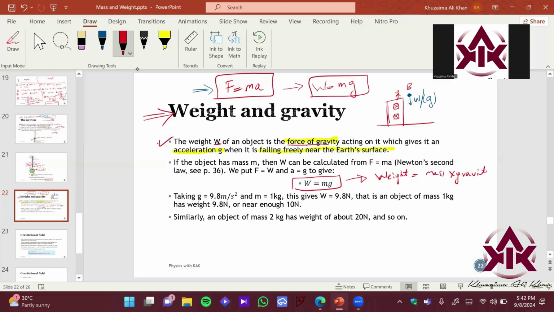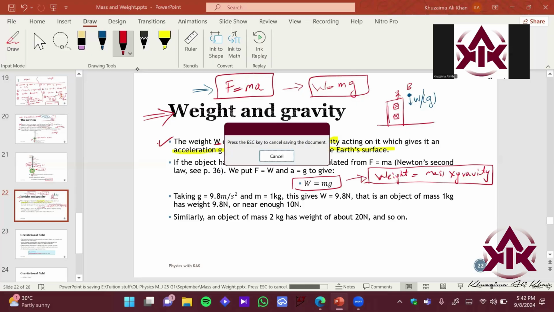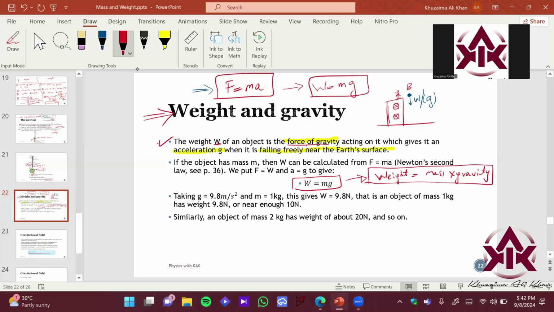Now is gravity constant for every planet or does it change? It changes, sir. It changes, right? So gravity of the moon is 1.6 meters per second squared. For Earth we take 9.8, but approximately we'll use 10 in our course just to give simpler answers. So this is the weight.